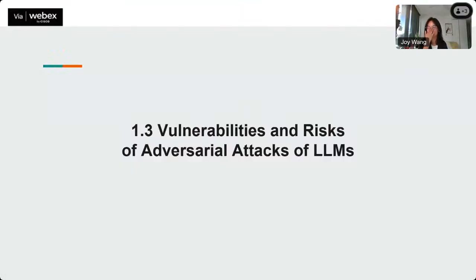In the next section, I will introduce the vulnerability and the risks of adversarial attacks for large language models.